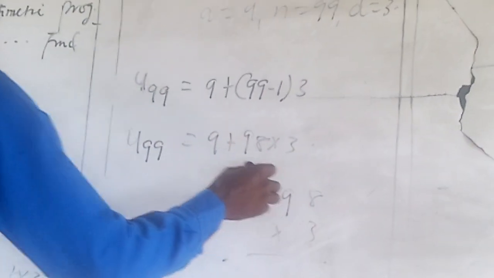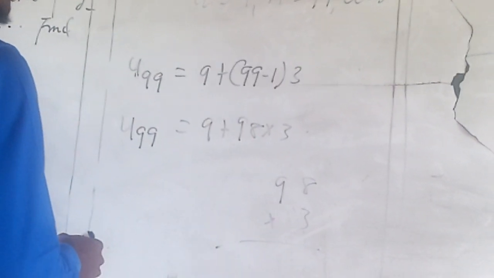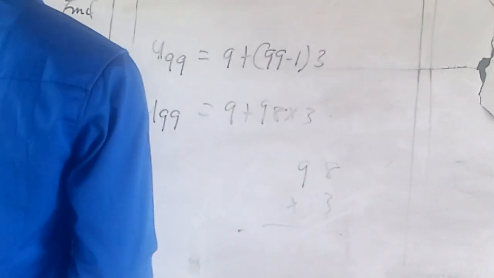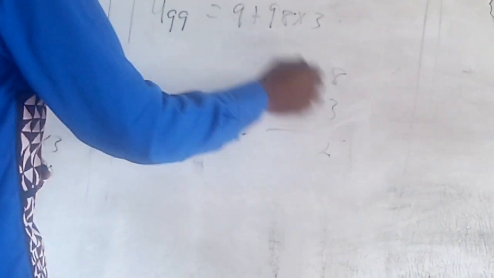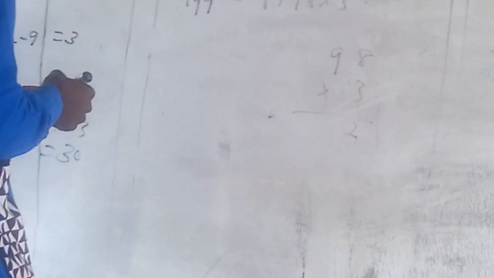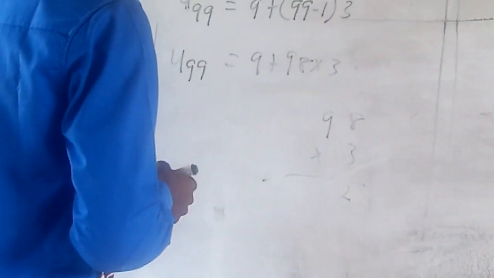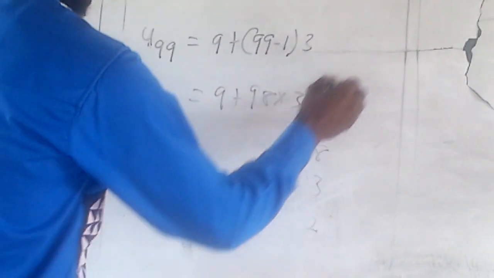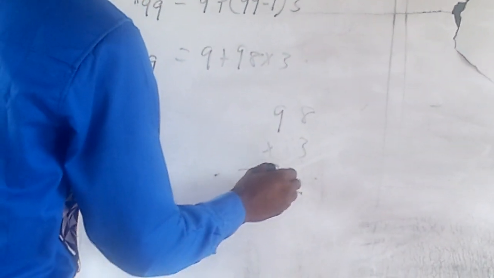Now 98 multiplied by 3: 3 times 8 will be 24. We write 4, then carry 2. Now 3 times 9 will be 27, and 27 plus 2 will be 29. Therefore, 98 multiplied by 3 will be 294.